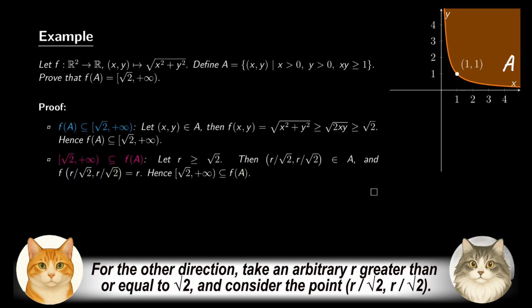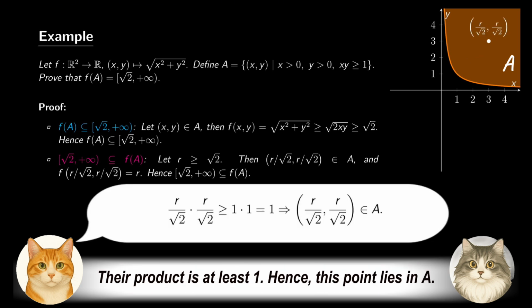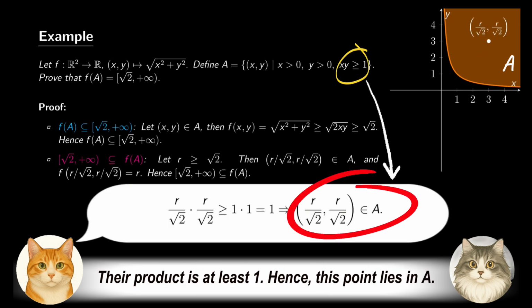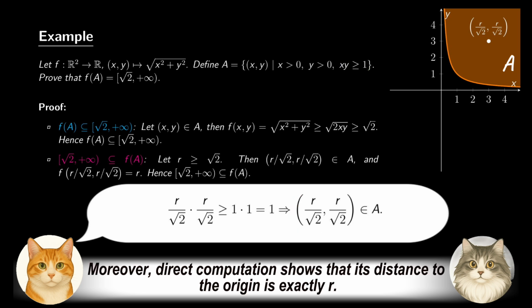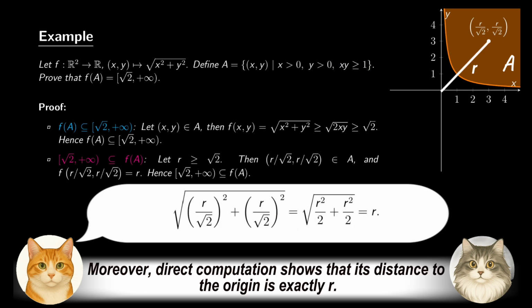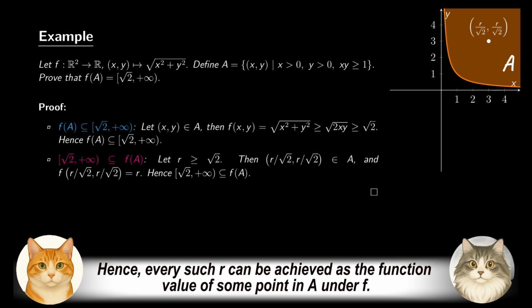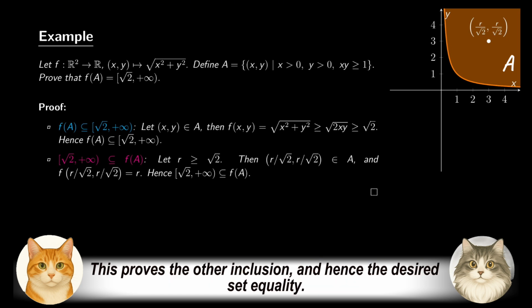For the other direction, take an arbitrary r greater than or equal to square root of 2, and consider the point (r over square root of 2, r over square root of 2). Their product is at least 1. Hence this point lies in A. Moreover, direct computation shows that its distance to the origin is exactly r. Hence, every such r can be achieved as the function value of some point in A under f. This proves the other inclusion, and hence the desired set equality.